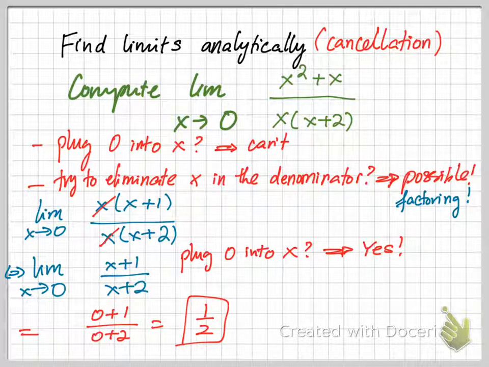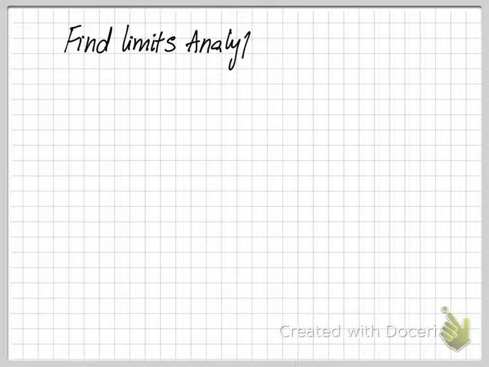Cancellation means you use factoring to cancel the term that is a problem. After the cancellation, you can use direct substitution, and then you can achieve your goal of finding the limit of the function.